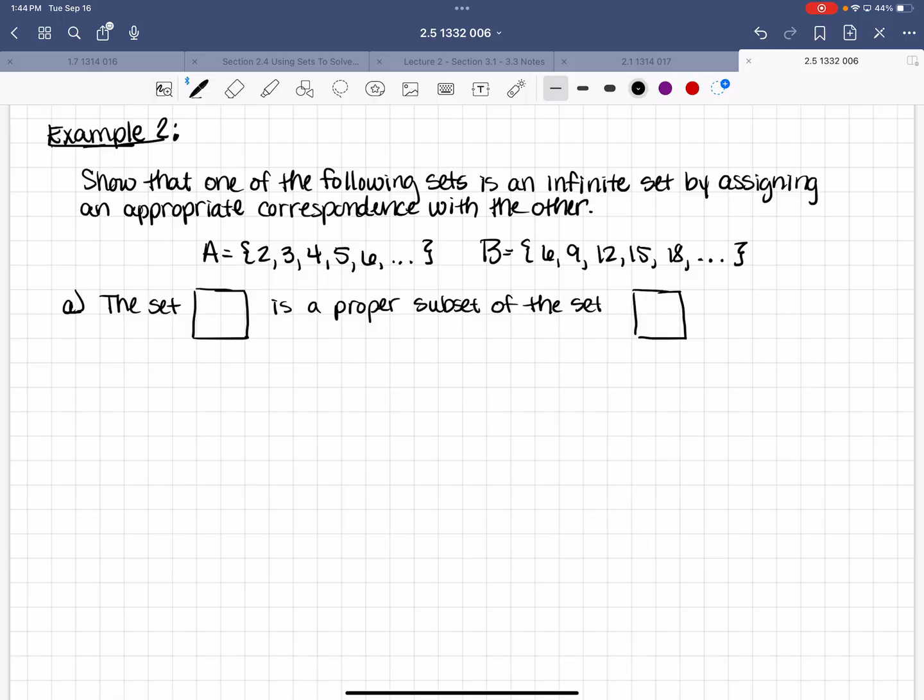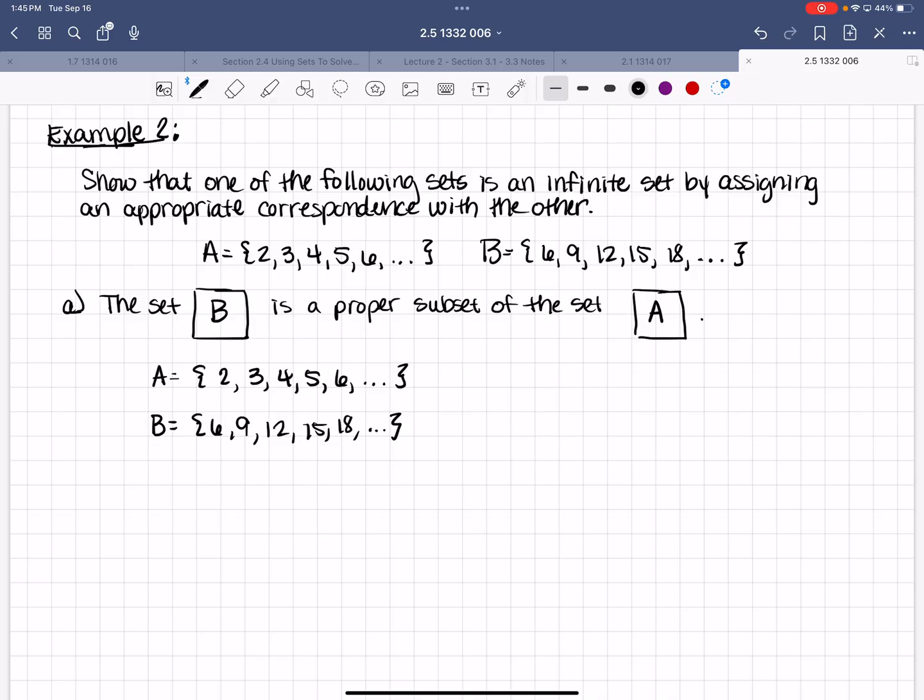So the set B is a proper subset of the set A. Okay? So what that means is we have A right here. It's the big set: 2, 3, 4, 5, 6. And then we have the proper subset B: 6, 9, 12, 15, 18.